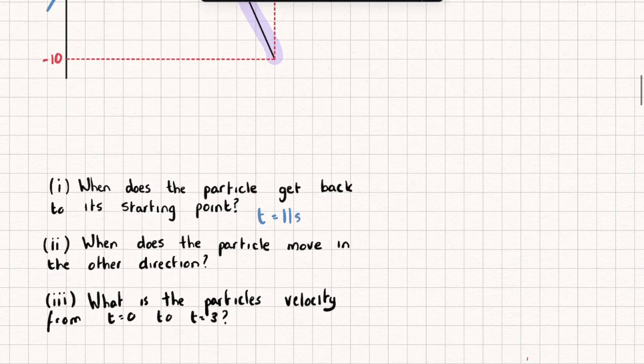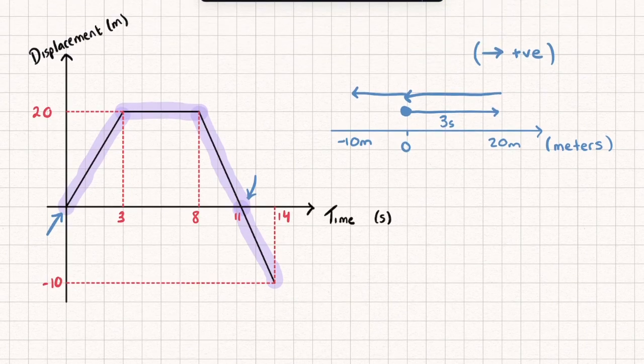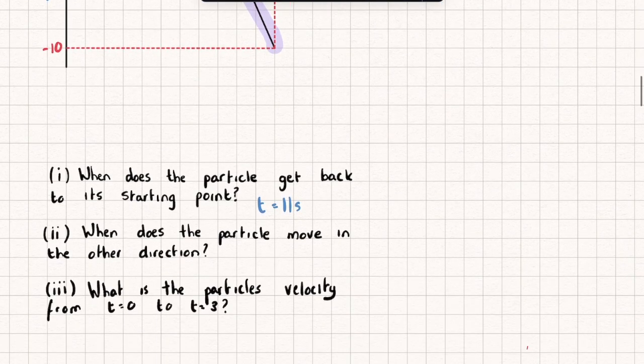The next question says, when does the particle move in the other direction? And so if we take a look here, remember what we said. From 0 to 3 seconds, it's moving away from the origin. Then it's remaining in a fixed place for those next 5 seconds. And at t equals 8, that is when the particle decides to turn around and decrease its displacement and come back towards where it started. So it must turn around after 8 seconds. So let's mark that on.